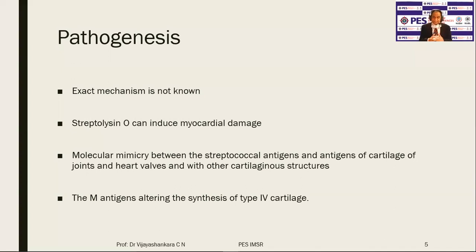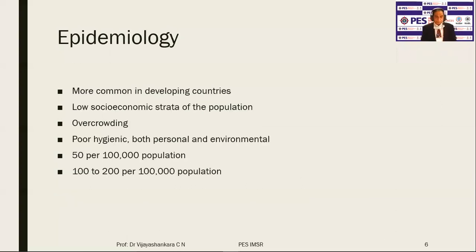But once you say that altering the synthesis of type 4 cartilage, the cartilage tissue in the cardiac valves are affected and disability can occur. But the joint cartilage, there is no damage because there is a complete recovery of whatever the joint inflammation which you see. So this theory also cannot be completely true.